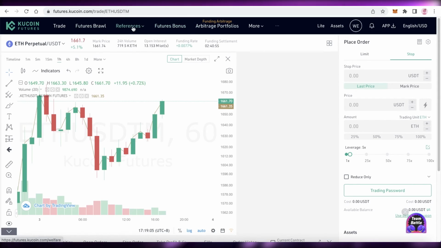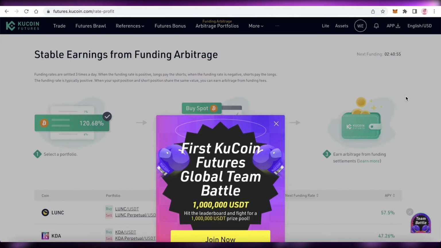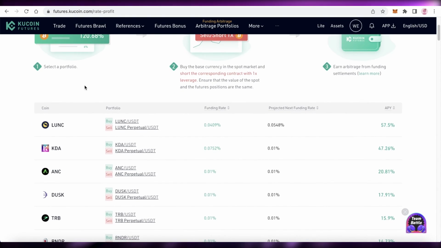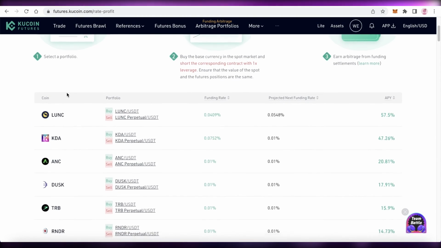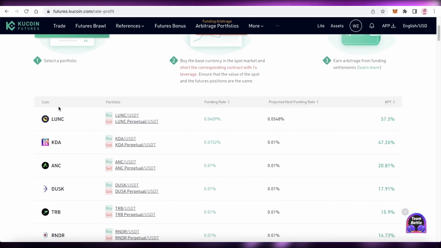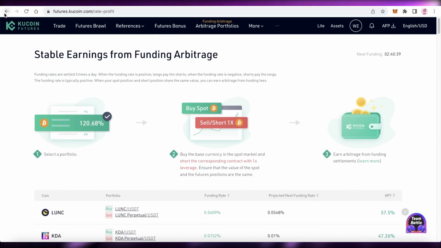And then you also have futures bonuses, you have references, and you also have a funding arbitrage. So the arbitrage basically shows you how you're going to be making profits and losses, and you can just select a portfolio, buy that currency in the spot market, and short the corresponding contract with leverage in the arbitrage funding market. So that is another thing that you can do with the Kucoin futures platform.